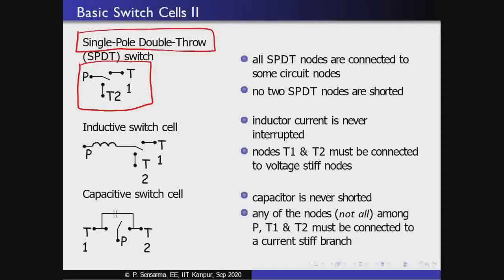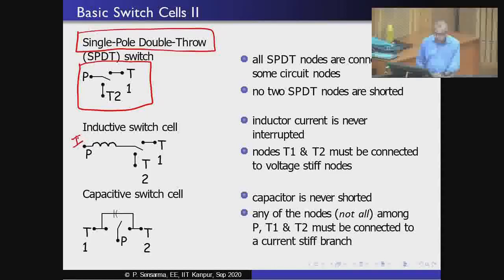Point number 1. And point number 2, just from the rule of interconnection, if you recall, this is a current stiff node. So, if one has to obey the rule of interconnection, then both nodes T1 and T2 have to be voltage stiff. That is what the statement says. If you are using an inductive switch cell to form the converter circuit, then the inductive element or the current stiff element should be connected to the pole of the SPDT, and nodes T1 and T2 must be terminated in voltage stiff nodes. That is the first construct using the SPDT, the inductive switch cell.